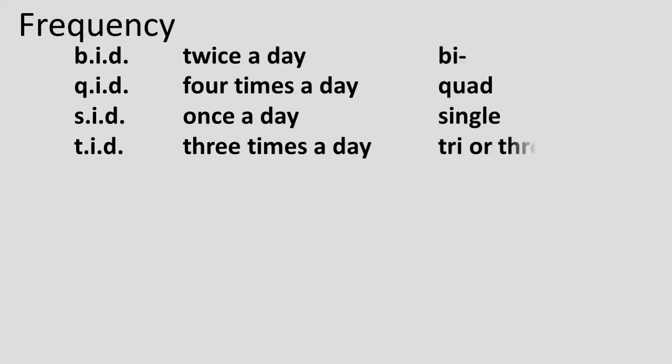The abbreviations are shown here with their Latin. To remember these, I think of B as bi, meaning 2, like a bicycle. Q is quad, meaning 4. S is single, and T is tri, or 3. That's easy.